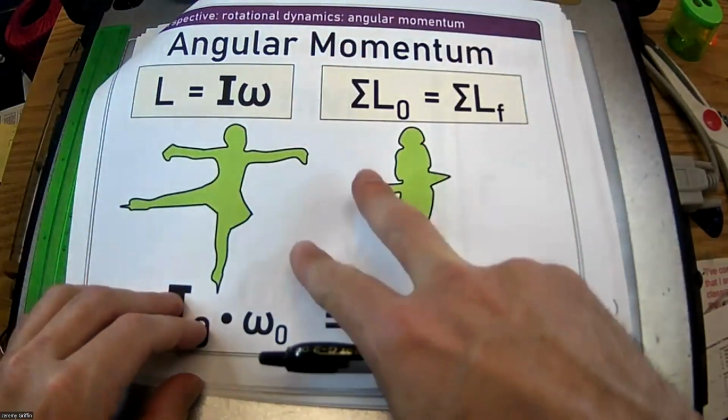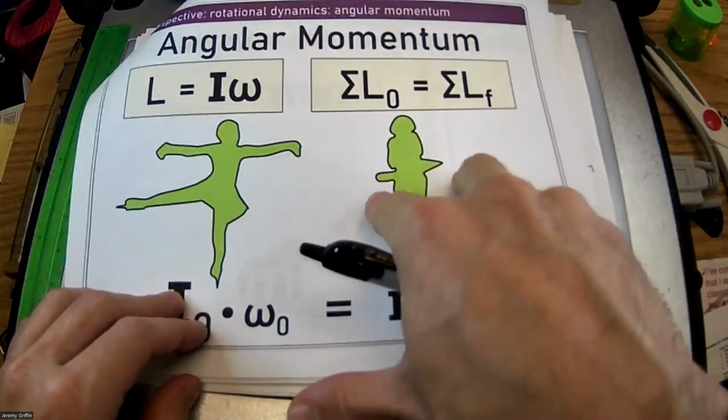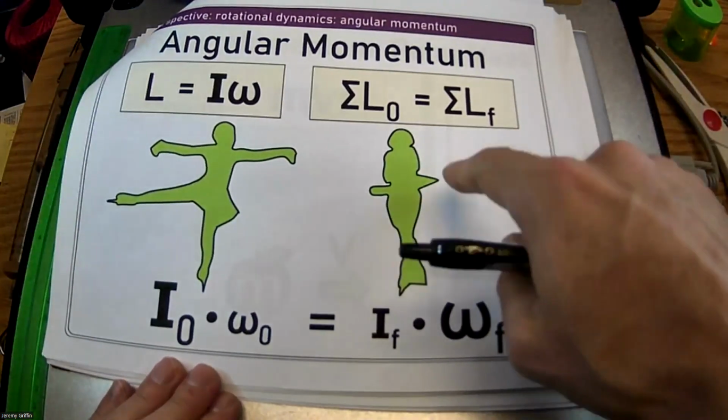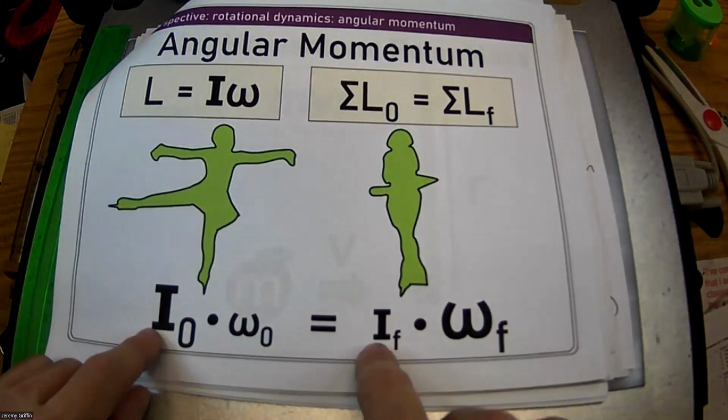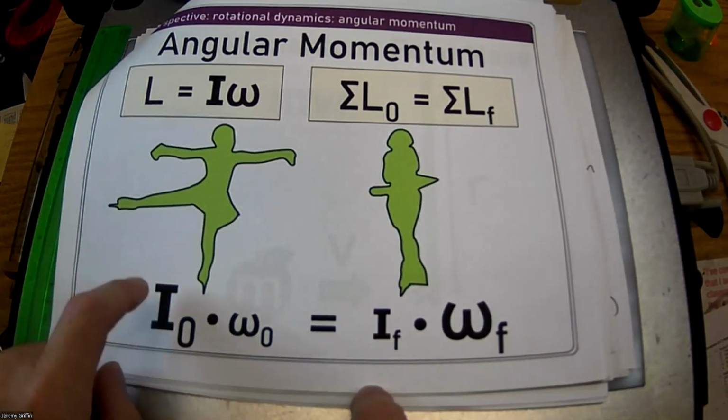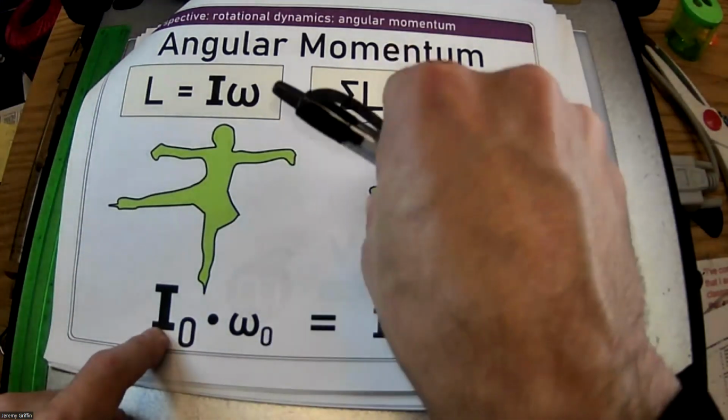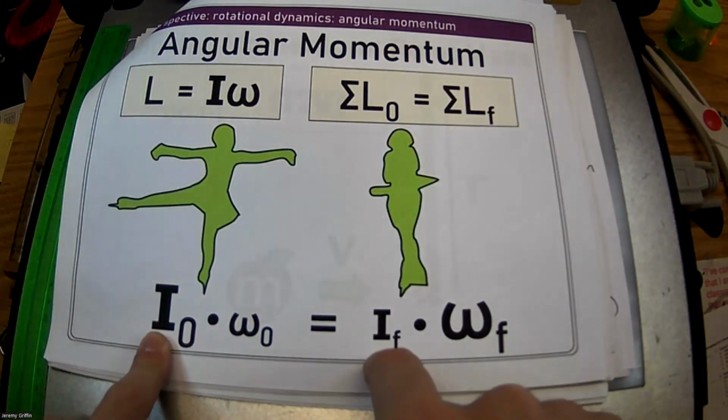Versus if you look at running with your legs bent, it's like bringing your mass closer to your own center of mass, right? Which is more similar to this condition, compared to this one. So if you have your mass spread out, that's a huge rotational inertia. If you have your mass bunched in, that's a smaller rotational inertia.